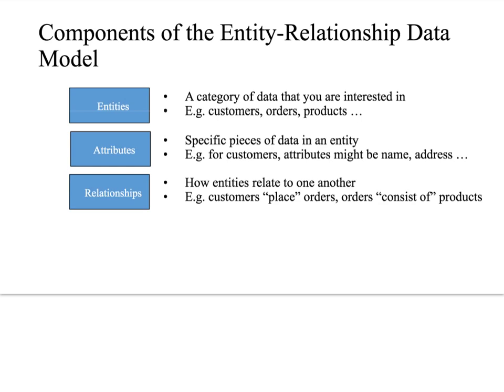Attributes are specific pieces of data in an entity. If a category or entity is customer, specific pieces of data or attributes might be the customer's name, the customer's address, the customer's phone number, etc.